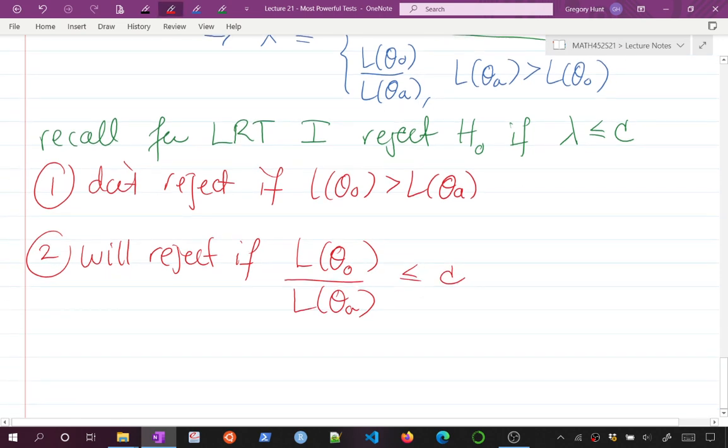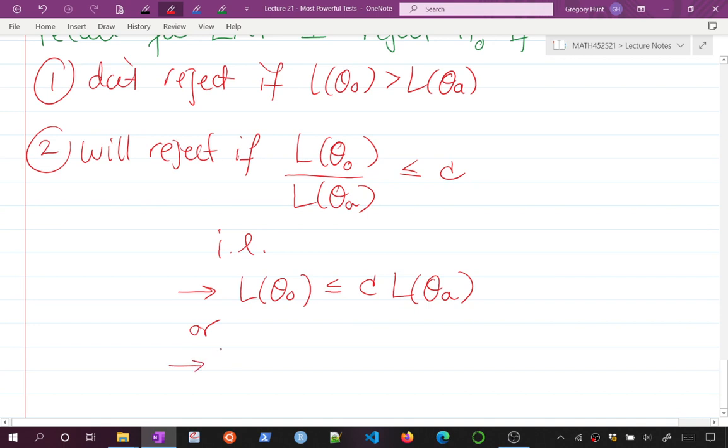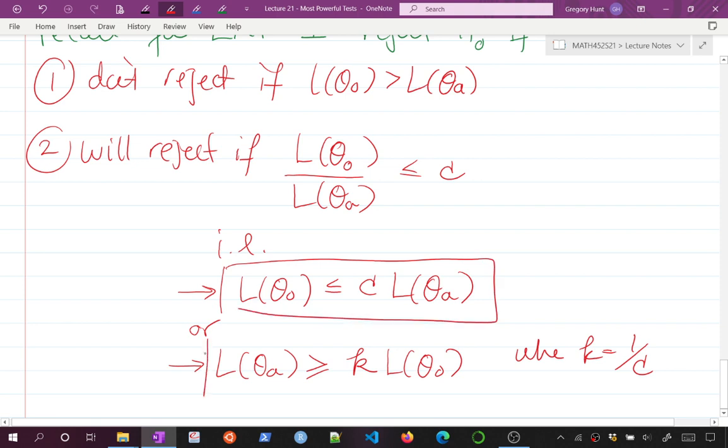to C. There are a couple of different ways you can write this. Either I can move my L of theta A over, that is, L of theta naught is C times less likely than L of theta A. So my null is C times less likely than my alternative. That's one way of thinking about it. Or you could flip this around: if L of theta A is more than some number k, let's say, times as likely as L of theta naught. So here k is just 1 over C. You'll see this written both ways. Some people in some texts write it the second way. I tend to write it the first way.